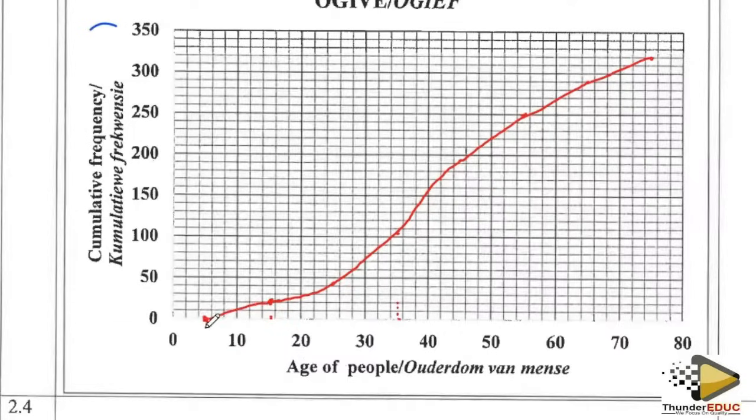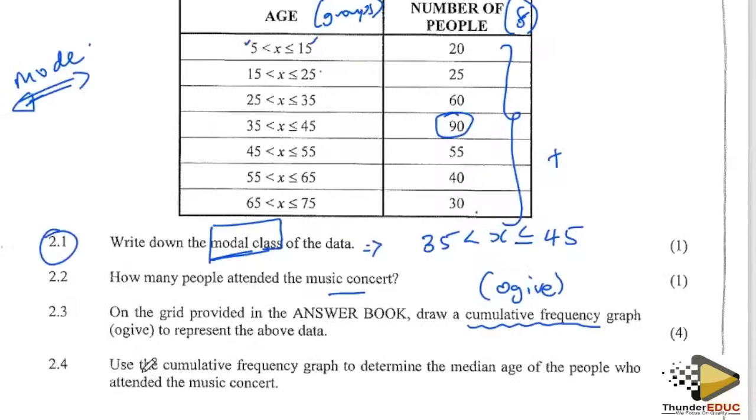So this is the 5, which is the starting point. All right, that is what we had to do. Then they're asking us to use the graph to determine the median.